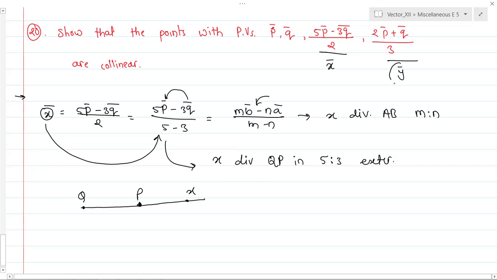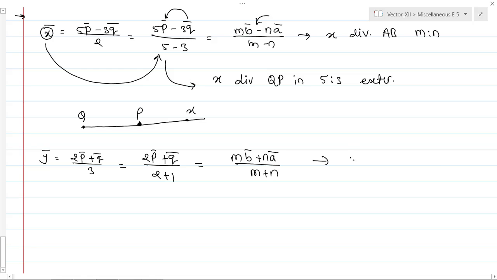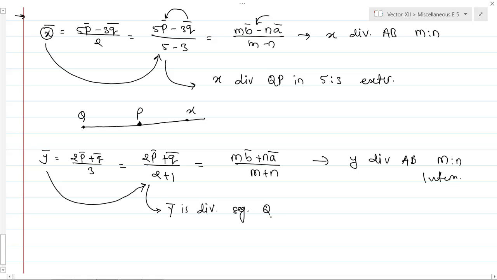Now when you consider this y bar, what do you think will happen? Okay, so let's have the y bar here. So y bar is equal to 2p bar plus q bar by 3. Let's simplify this as 2p bar plus q bar upon 2 plus 1. If I compare this with (m b bar plus n a bar) upon (m plus n), what do you say? Y is dividing the segment AB internally in the ratio m is to n. Similarly, if y bar is equal to this part, what can you conclude? Y bar is dividing segment QP again, internally this time because we have the positive sign, in the ratio 2 is to 1.